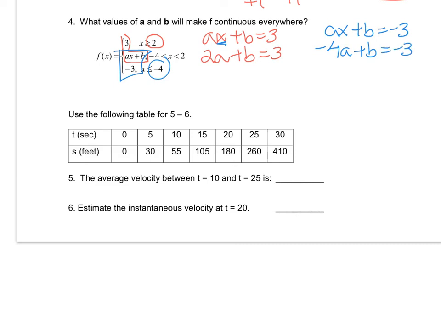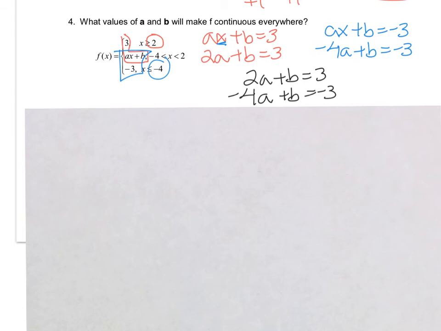And now we have two equations with two variables. So I like to write them lined up, because my preference for a method of solving is the elimination method. You could do substitution. So the elimination method works by adding or subtracting these equations together to eliminate a variable.